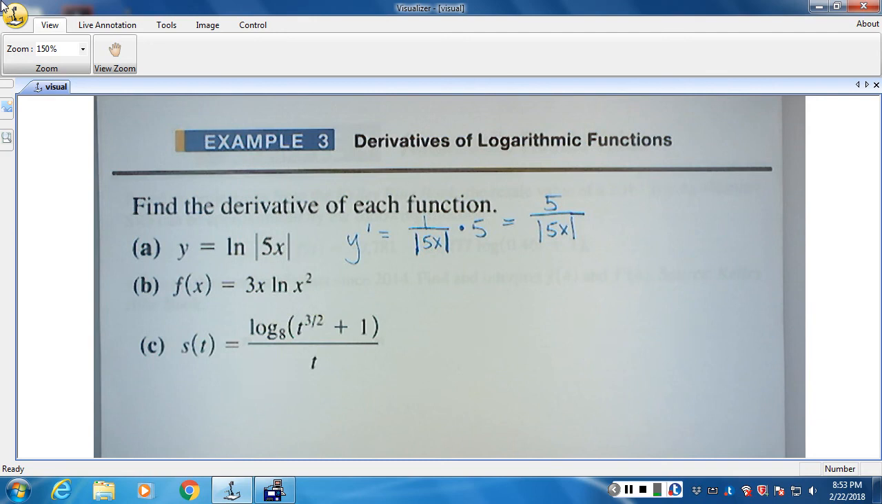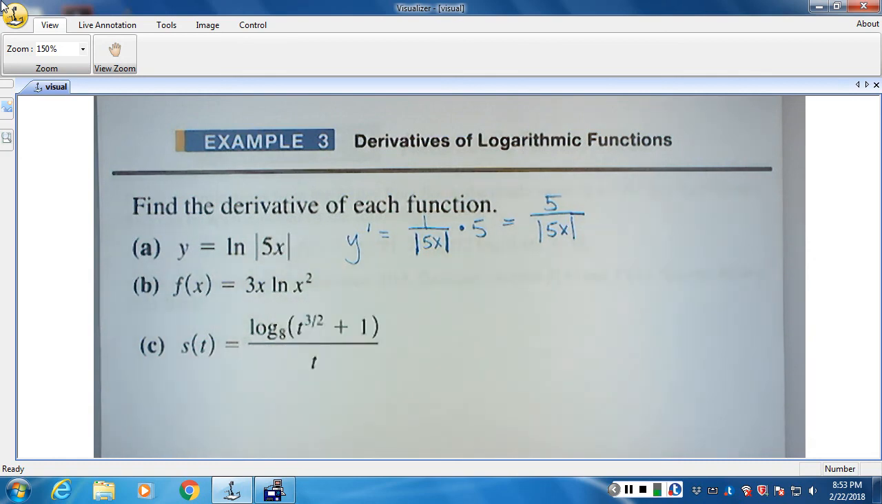You still want to keep the absolute value bars, because if you're given that, there's probably a reason for the absolute value bars. It may be some application where, for whatever reason, your answer always has to come out to be positive. And absolute value ensures that happens, regardless of what value of x you're looking at.